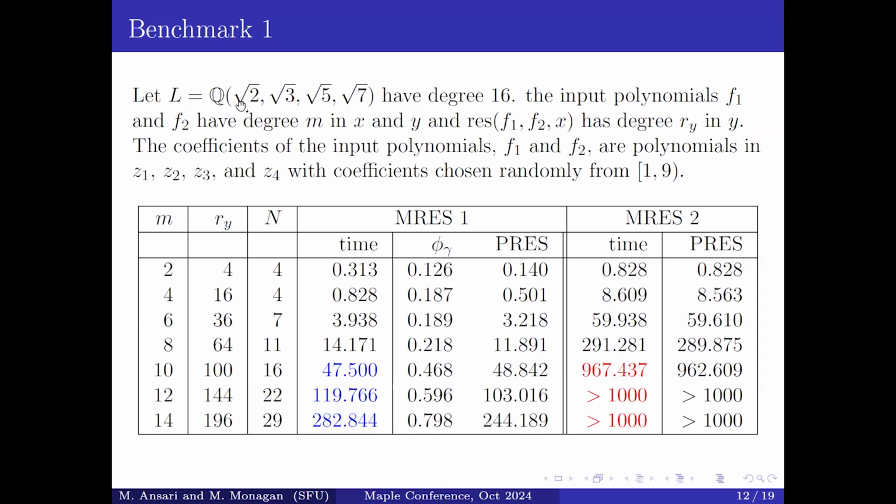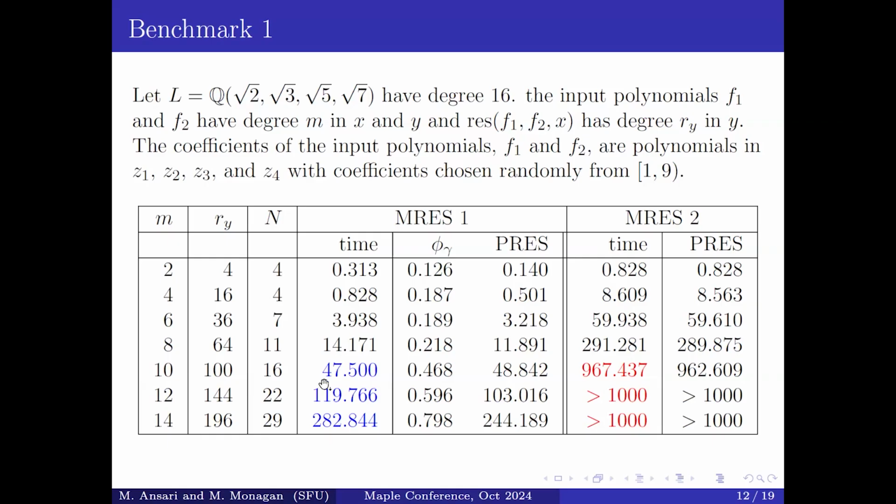Let L be this algebraic number field, and let F1 and F2 be two polynomials over L with degree M. M denotes the degree of F1 and F2 in X and Y. And let MRES1 be the timing for our MRES algorithm, in which we use phi gamma. And let MRES2 be our MRES without using phi gamma.